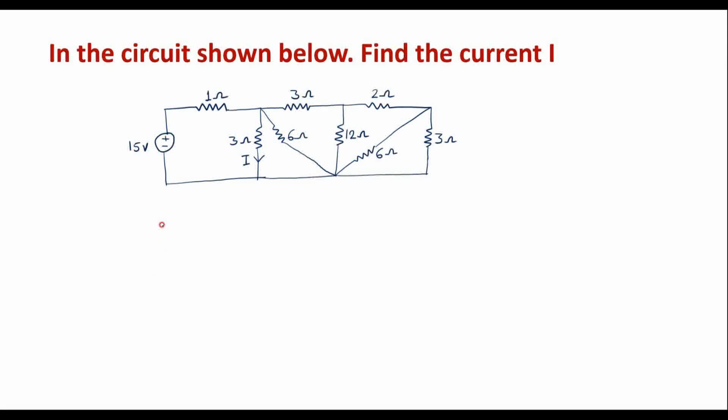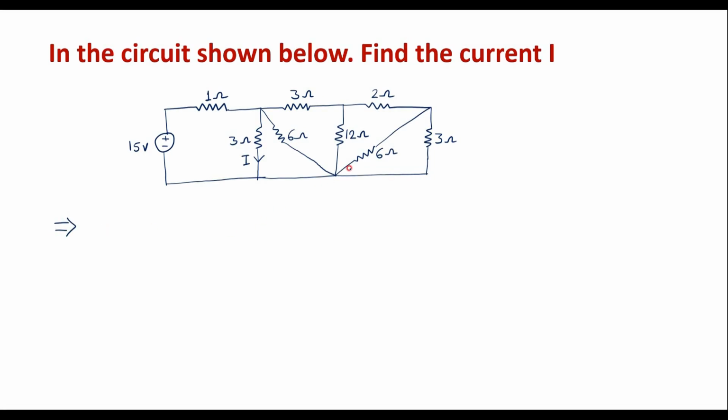In this video, let me consider one numerical on electrical circuit. In the circuit shown below, find current I. This is the given circuit. Here we are supposed to find current I. So here we can see that current I is flowing through the 3 ohm resistor. Let me find the current through the 3 ohm resistor.